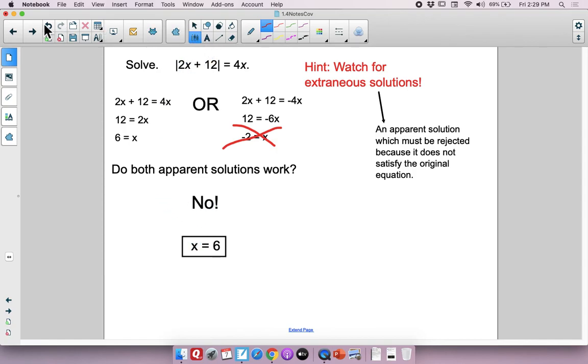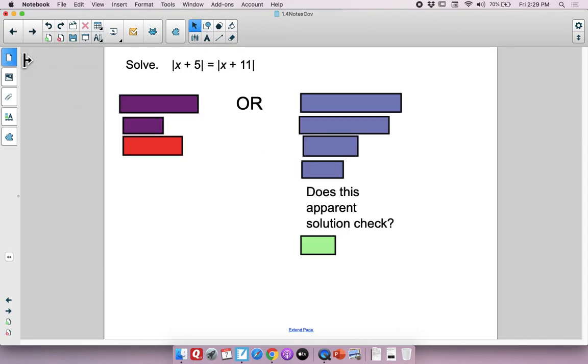Now, question for you. Why didn't this work? What do you think is interesting about the solution here? Yeah, it's the fact that if x can be a negative, that's going to make this side negative. And can an absolute value ever equal a negative? Absolutely not. So the moral of the story is be very careful with these. You always want to check your work. Okay. All right, so try this one, and then pause the video and come back.